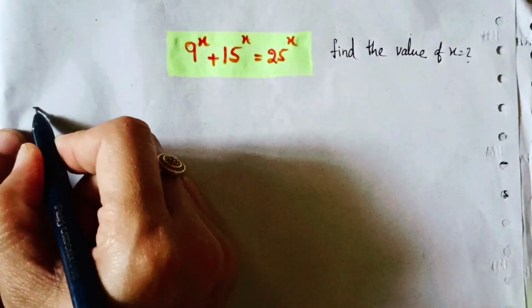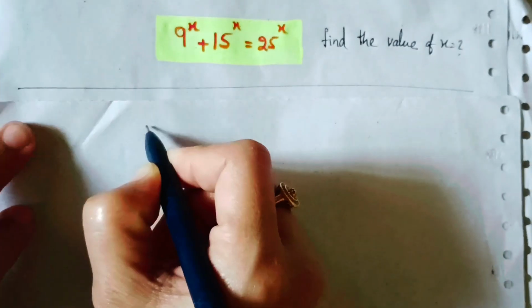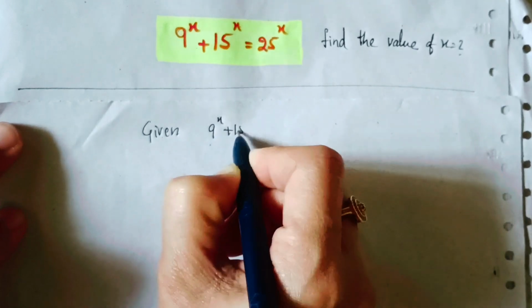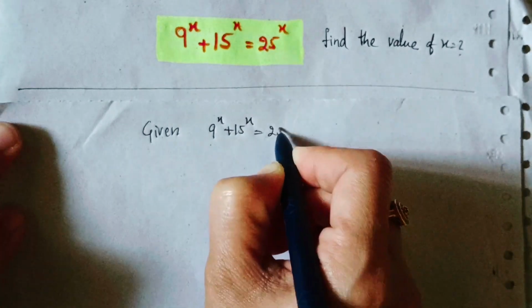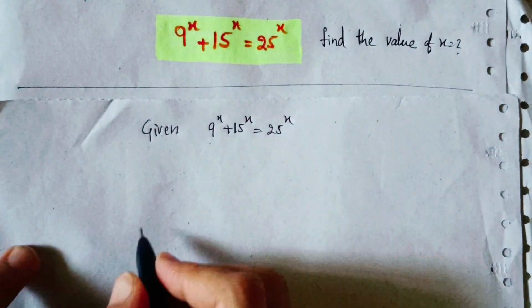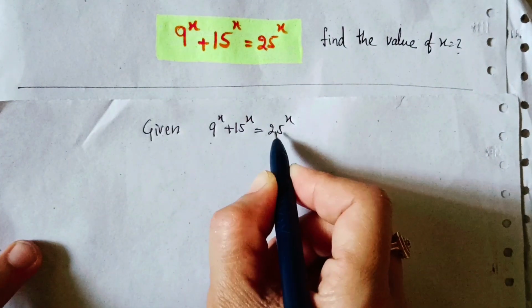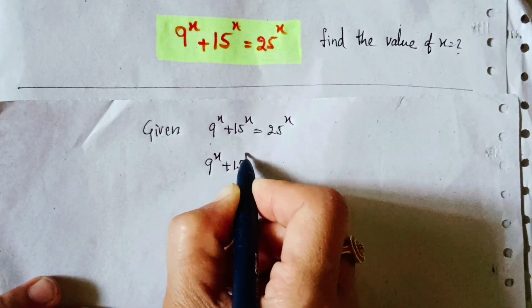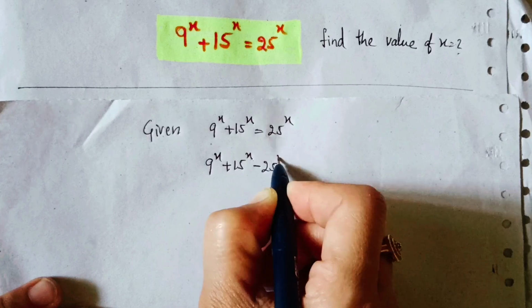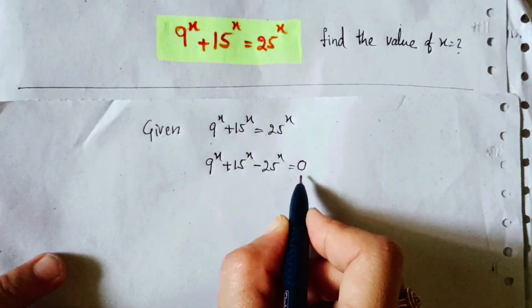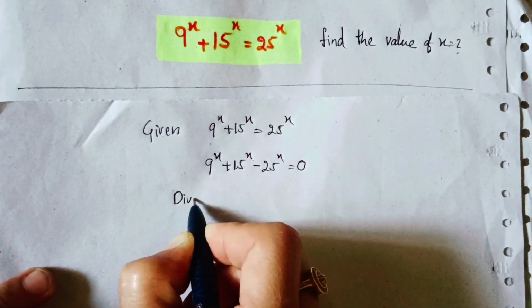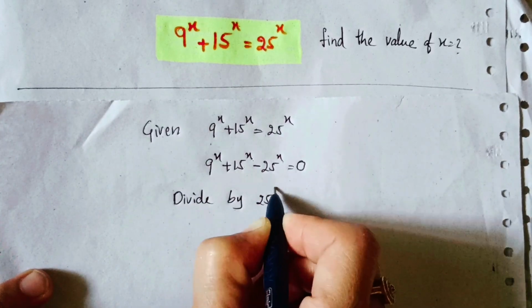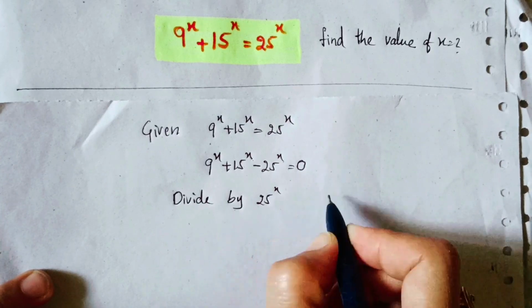Okay, let's start. So first of all, we'll write what is given. Given is 9 power x plus 15 power x equal to 25 to the power x. Now what I'm going to do here, I just take this 25 to left hand side, then it becomes 9 power x plus 15 power x minus 25 power x equal to 0. Then I'm going to divide by 25 power x on both sides.